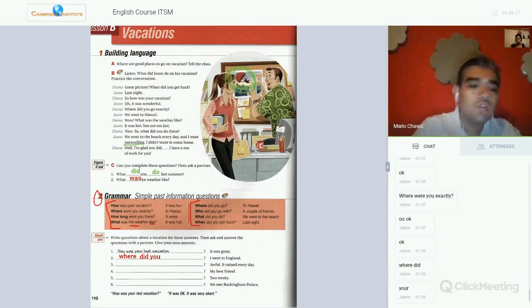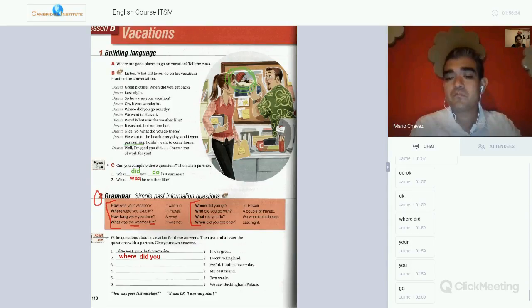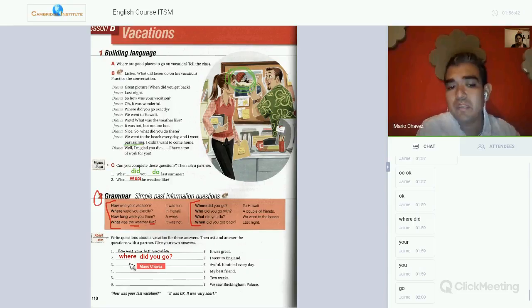You, only you, no youer, only you. Where did you? Y ahora sí el verbo. And we say the verb y dijimos que el verbo era. Where did you go? Very good. Where did you go? Ahí está. Where did you go? I went to England. Very good.